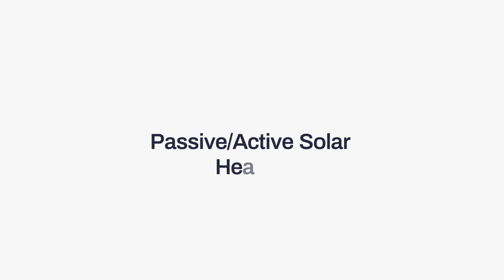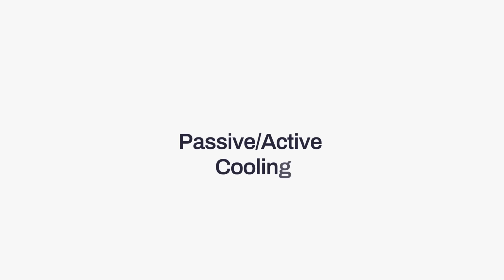If we talk about the basic classification of any solar building system, there are three classifications. The first one is passive or active solar heating, the second one is passive and active cooling, and the third one is daylighting. For solar heating building design, there are two types: through direct gain or indirect gain.